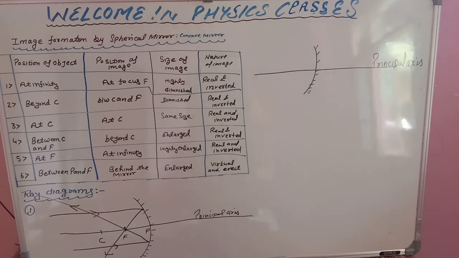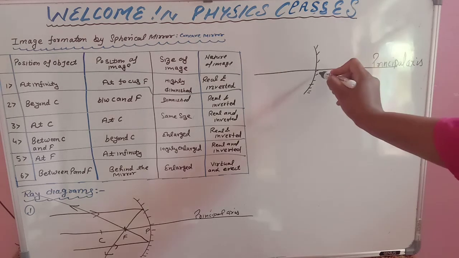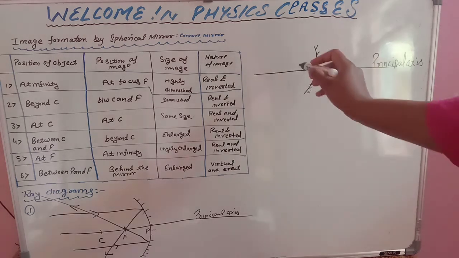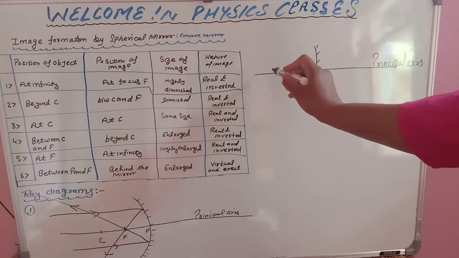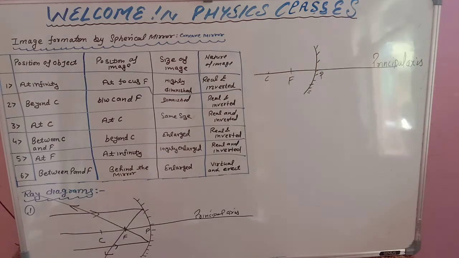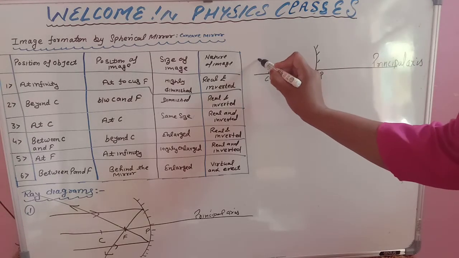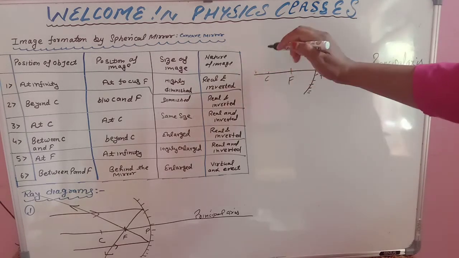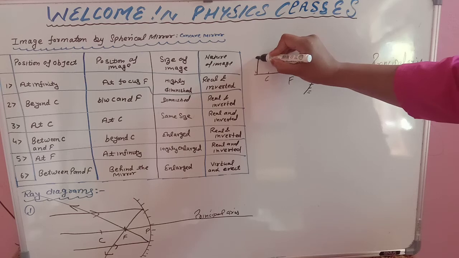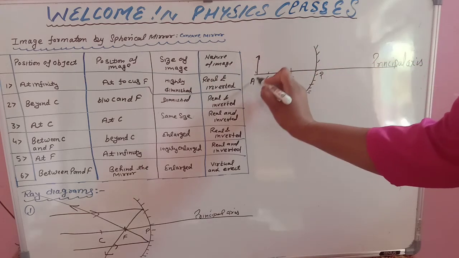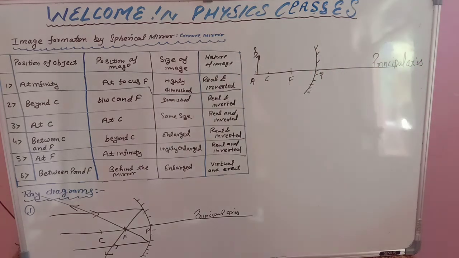How many points you have to draw now? 3 points. First is your P, next is your F, next is your C. Where is your object? Just see from table. Object is beyond C, means C se bahar. Beyond C means I can draw my object. Object you need to draw straight like this. I can give name to my object A, B.